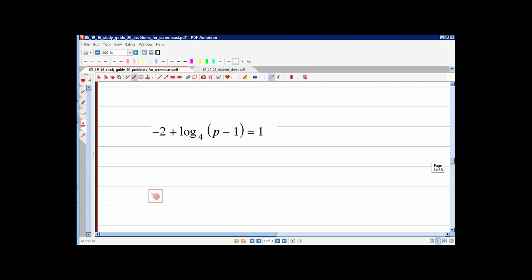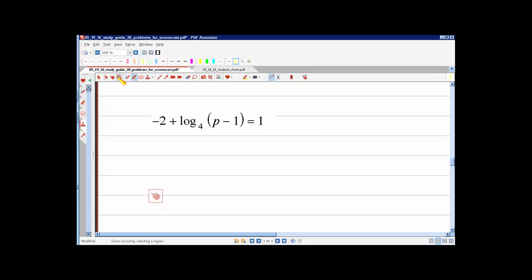Okay, the next kind of problem is where you have a log equal to a constant. So this kind you solve completely differently, and you solve it by rewriting the equation in exponential form. So you get the log all by itself on one side of the equation, all constants on the other side. Then you rewrite the equation in exponential form.